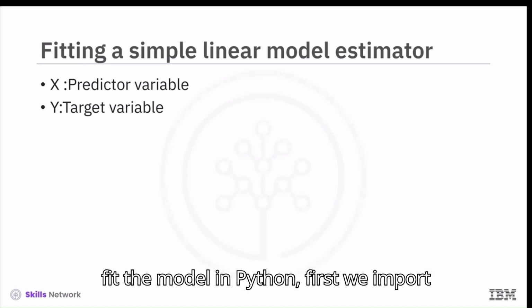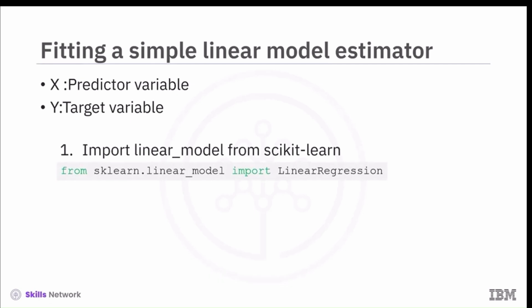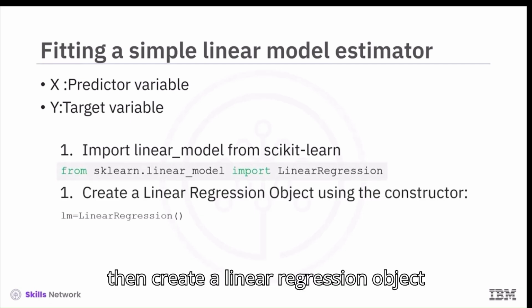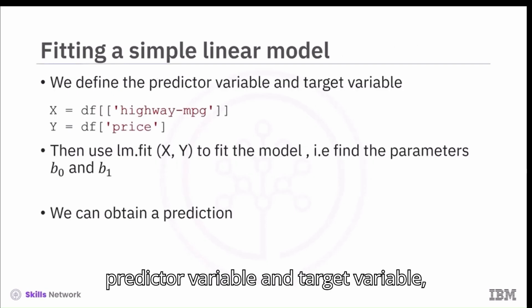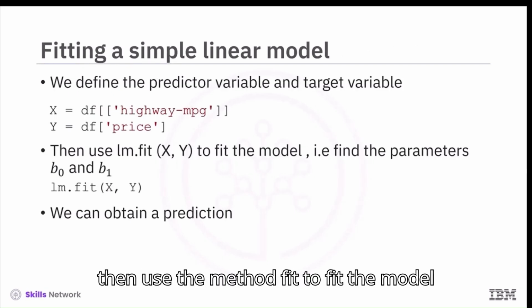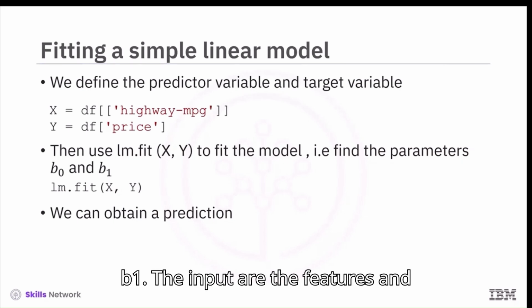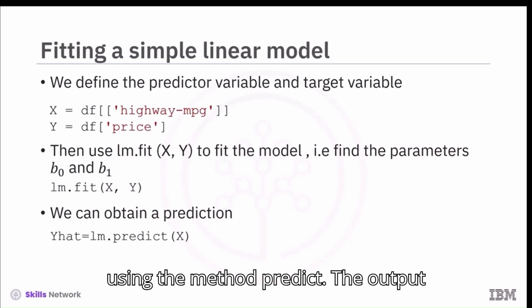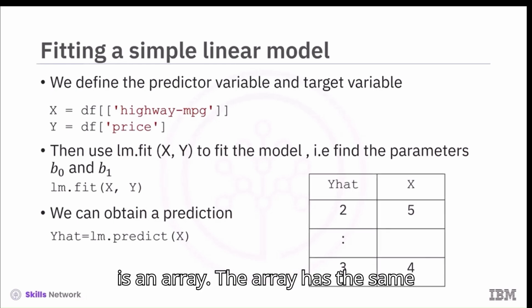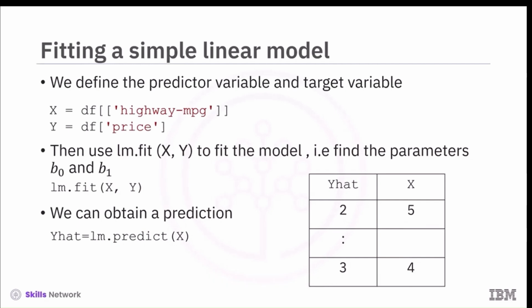To fit the model in Python, first we import linear model from scikit-learn, then create a linear regression object using the constructor. We define the predictor variable and target variable, then use the method fit to fit the model and find the parameters b0 and b1. The inputs are the features and the targets. We can obtain a prediction using the method predict. The output is an array. The array has the same number of samples as the input x.